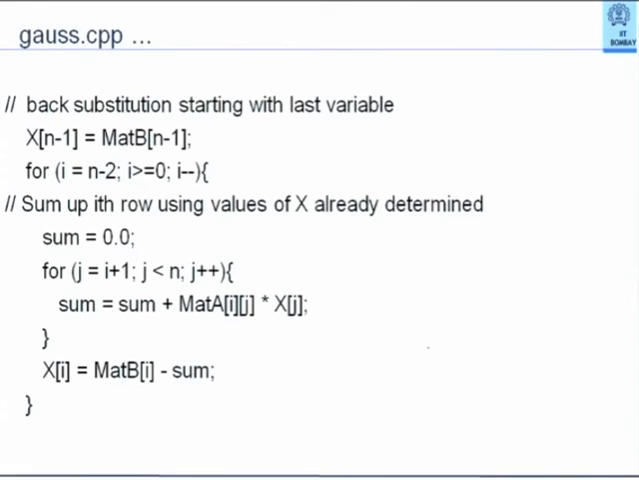The back substitution, of course, starts with the last variable. So xn minus 1 is simply mat bn minus 1. And for all values, for i equal to n minus 2 to 0, notice that i is now being reduced by 1, i minus minus. You are going backwards. You will first calculate xn minus 1, then for i equal to n minus 2 to 0, you will sum up all these elements and subtract it from mat bi to get the xi. This is back substitution.